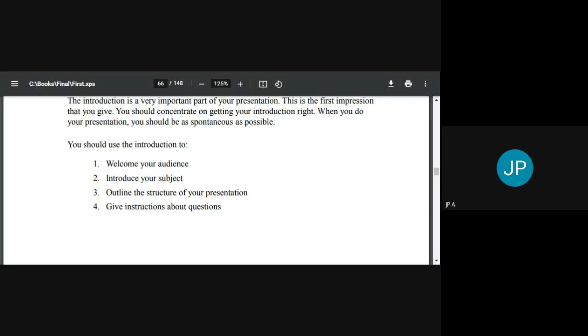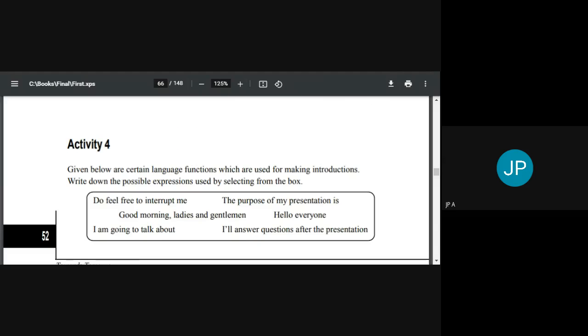That is why the fourth point says give instructions about questions. So you have to give instructions to the audience about, I mean not what kind of questions, but when you want to answer questions. So how do you greet the audience? That is next. So these are the different things that you can talk about in the introduction.